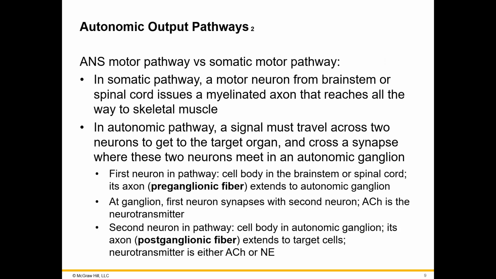But in the end, pre or post, at the end of the day, you are still what? No, you're not still ganglion. You're not. You're going to the ganglion, it makes you preganglionic. Leaving the ganglion makes you postganglionic. But at the end of the day, you're what?